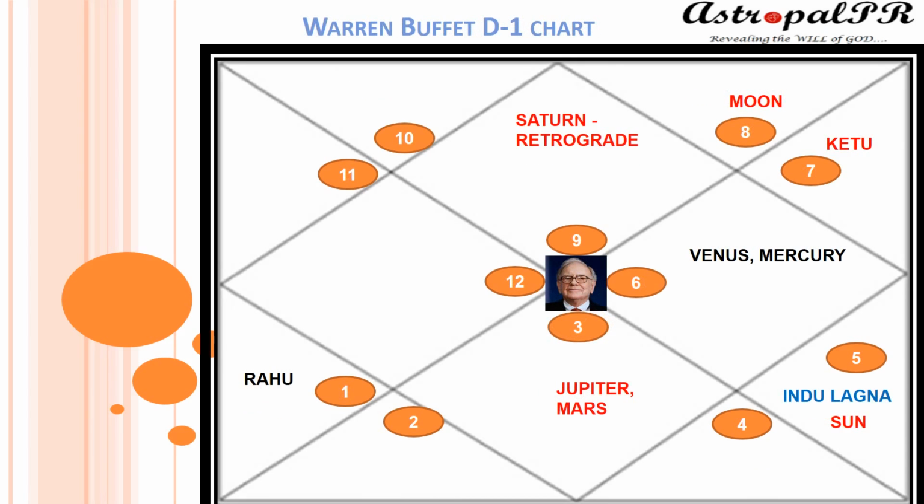Now let's take another chart. This is the chart of Warren Buffett. Warren Buffett is an American business magnate, investor and philanthropist. He is the most successful investor in the world. He was ranked as the world's wealthiest person in 2008 and as the third wealthiest in 2015. His net worth is around $63 billion.